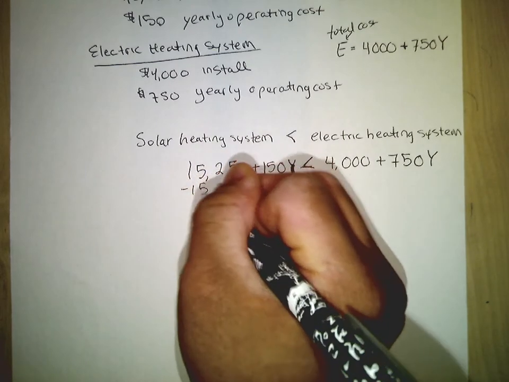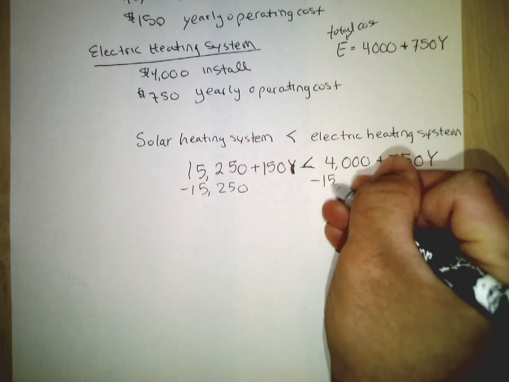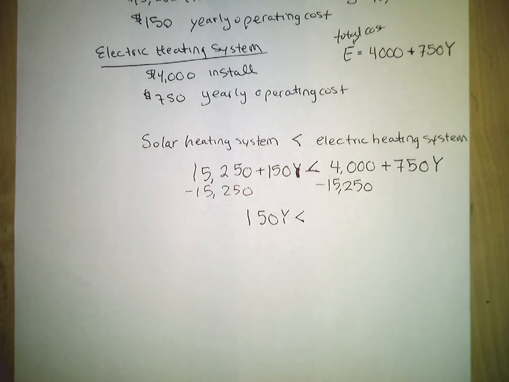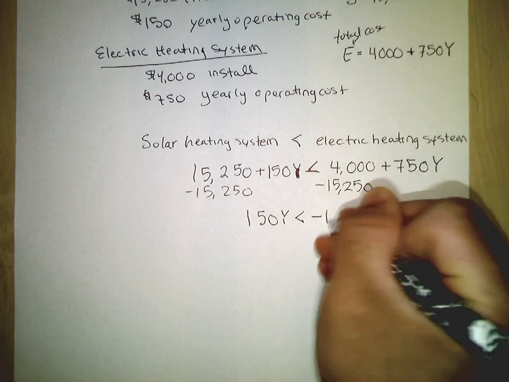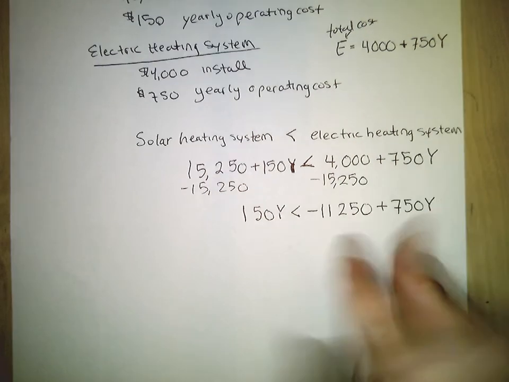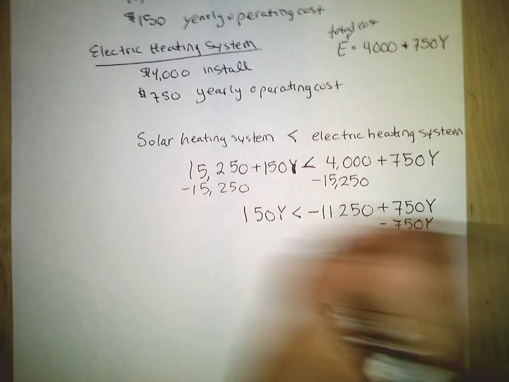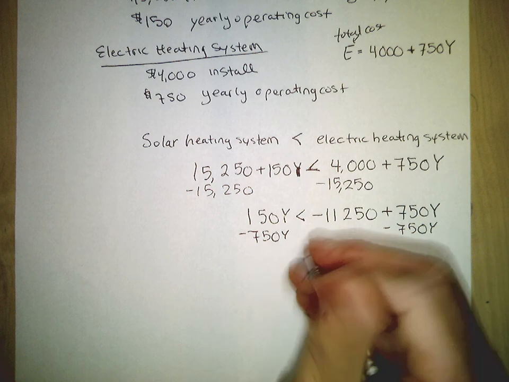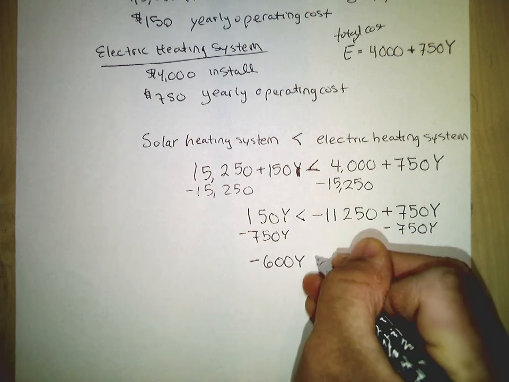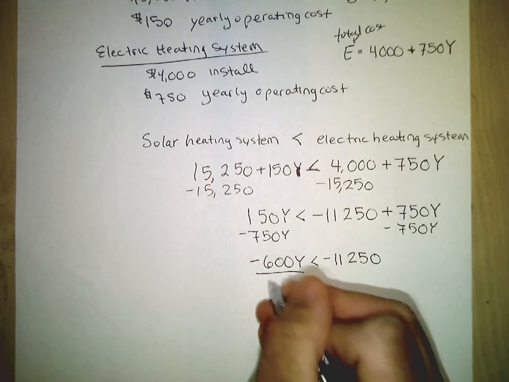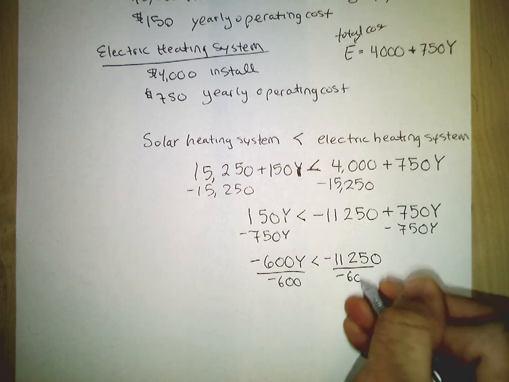So let's subtract the 15,250 on each side. So 150y is less than 4,000 minus 15,250, which will be negative 11,250 plus 750y. We'll subtract the 750y on each side. So 150 minus 750, that will be negative 600y is less than negative 11,250. Then divide by negative 600.